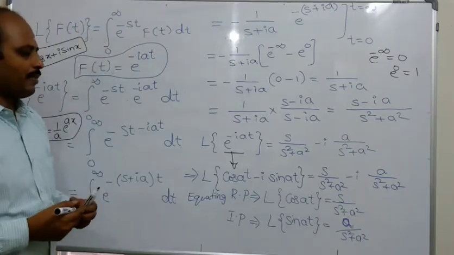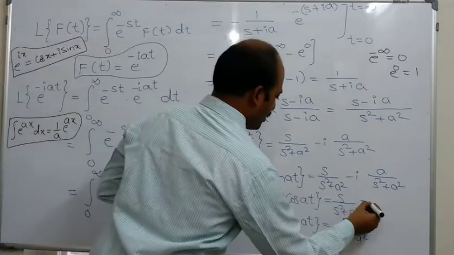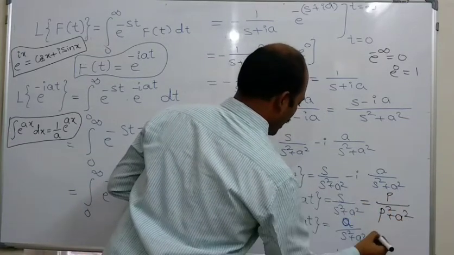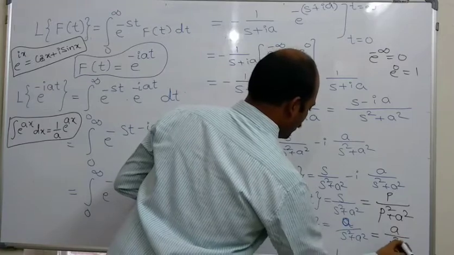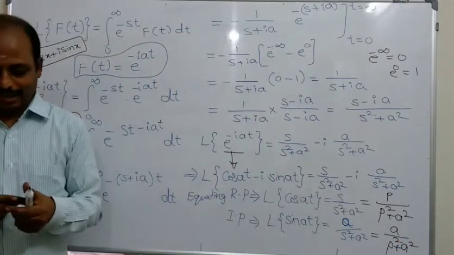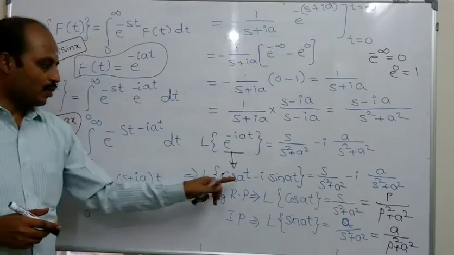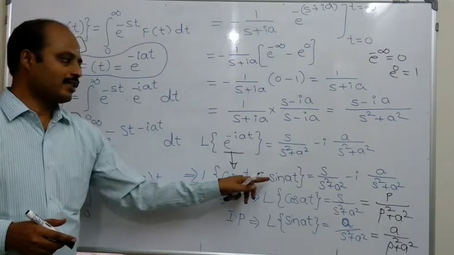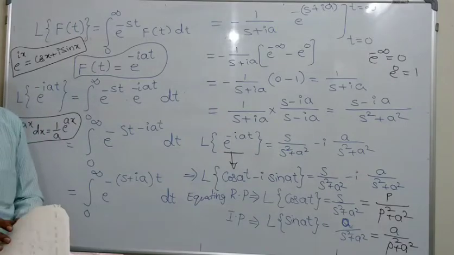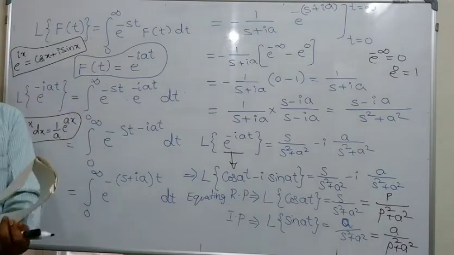You can use the parameter p, then the same formulas can be written as p by p square plus a square and a by p square plus a square. Here a is the constant, which is the coefficient of t in cos and sine functions, and p is the parameter. Let us see one more.